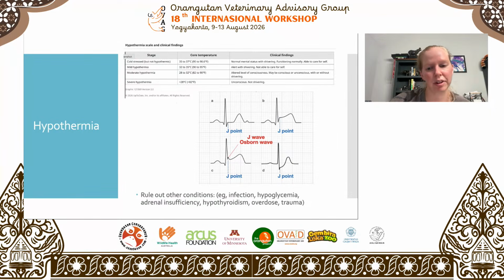And another thing to watch out for on their ECG is something called a J wave or an Osborne wave, where they might, after their QRS complex, get this little divot. It's called a J wave, and it's not 100%, but it is pretty consistent with hypothermia. So if we're seeing that, that's something we have to be pretty concerned about.